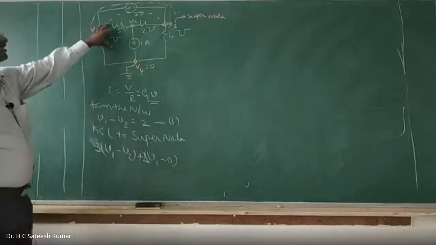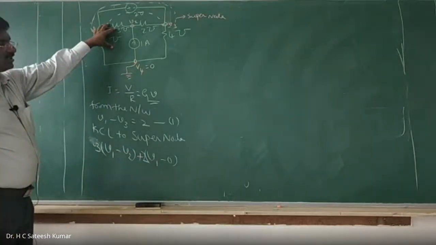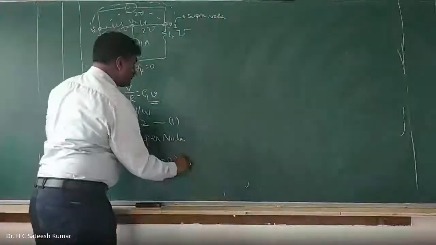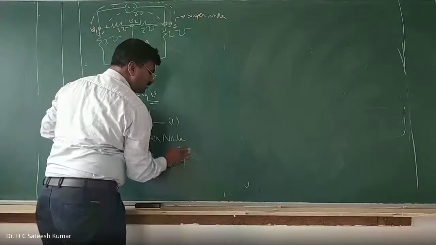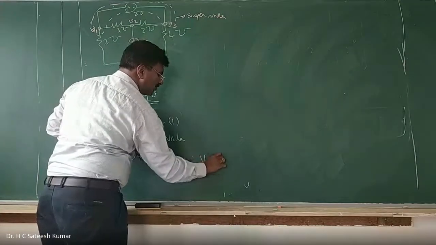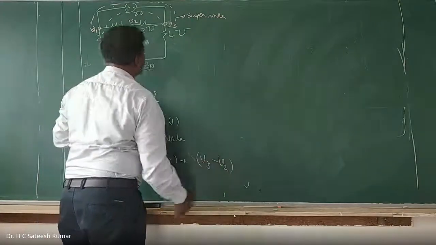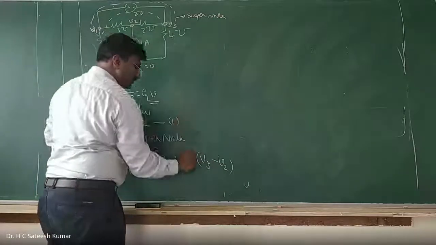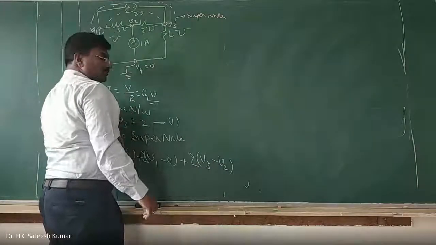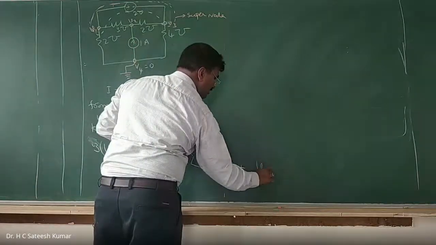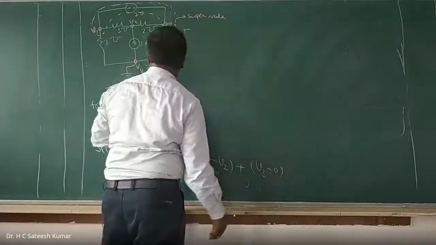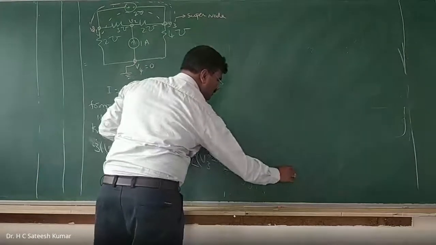Next, over these two, this is over. Next, supernode is plus. What is that we have? V3 minus V2 multiplied by 2 plus V3 minus 0 multiplied by 4 is equal to 0.